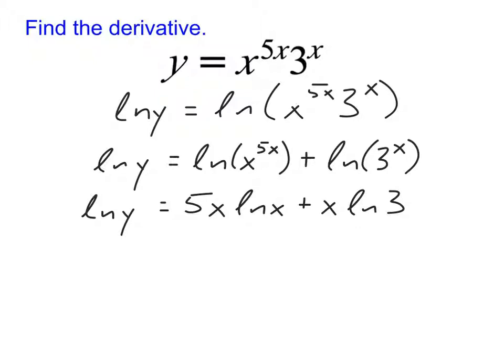Now that we're at this point, we find the derivative implicitly once again. So when finding our derivatives, we got two terms, so we find the derivative of each term individually. For this first term, notice 5x times natural log of x. That's going to be product rule. So I'm going to do original times derivative plus derivative times original. Next up, I now need to find the derivative of this term.